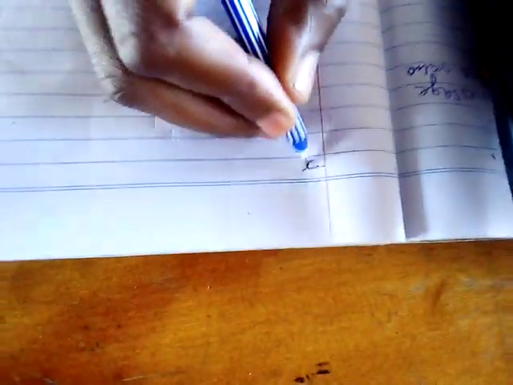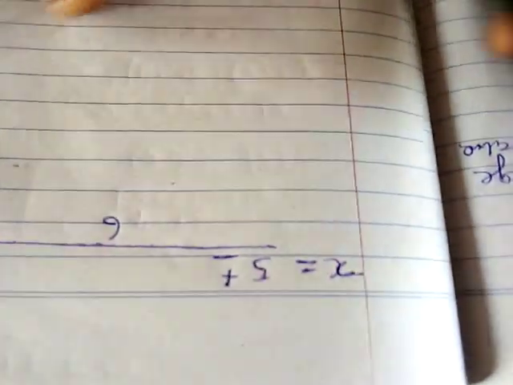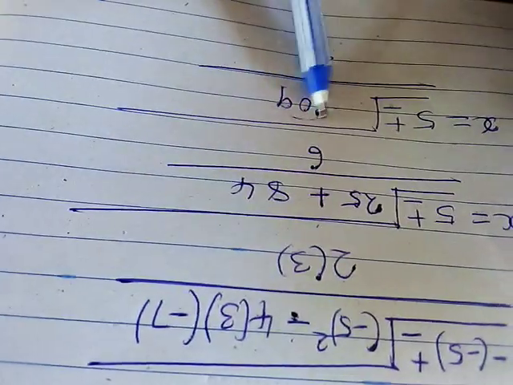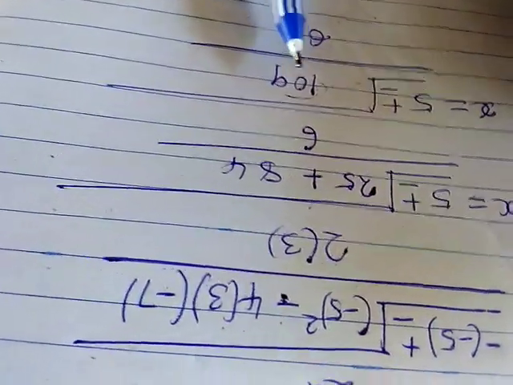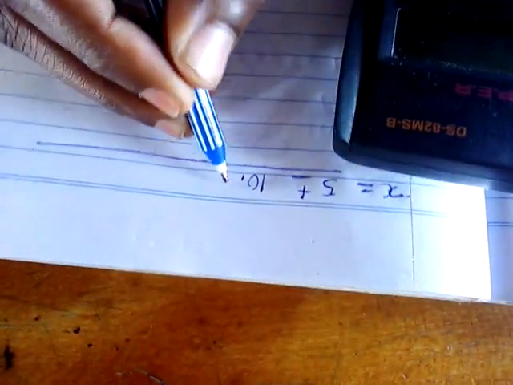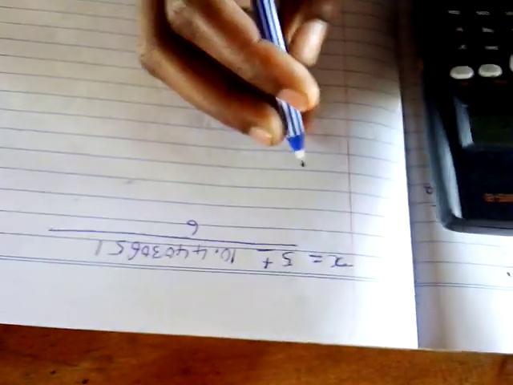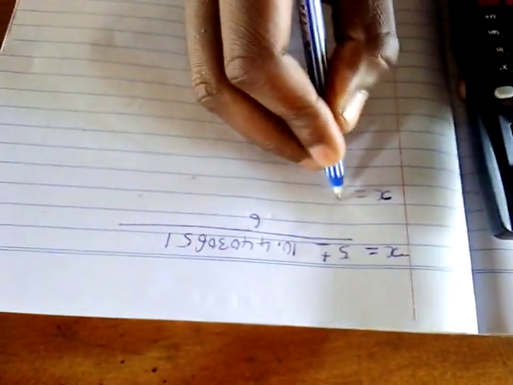Then from there you have x is equal to 5 positive or negative square root of 109 over 6. So now we need to find the square root of 109. How do we find the square root of 109? We say square root, then 109 like this. The square root of 109 is 10.44030651.